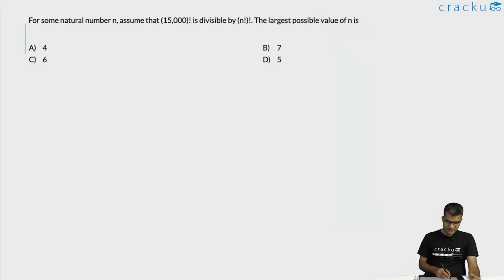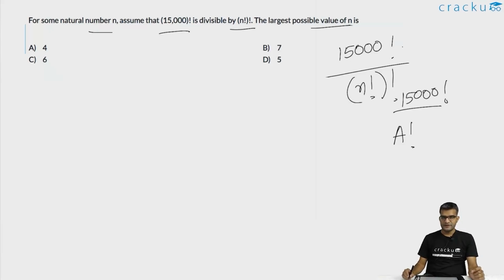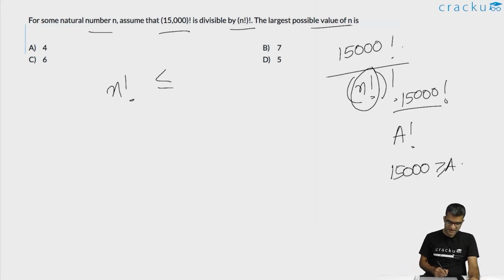In this question, we are told that there is a natural number n such that 15,000 factorial is divisible by n factorial factorial. We are required to calculate the largest possible value of n. Now, if you are told that 15,000 factorial is divisible by a number a factorial, that is, we are just replacing n factorial with a, it would imply necessarily that 15,000 is greater than or equal to a. In this particular case, because we are looking at n factorial factorial, we want n factorial to be less than or equal to 15,000.